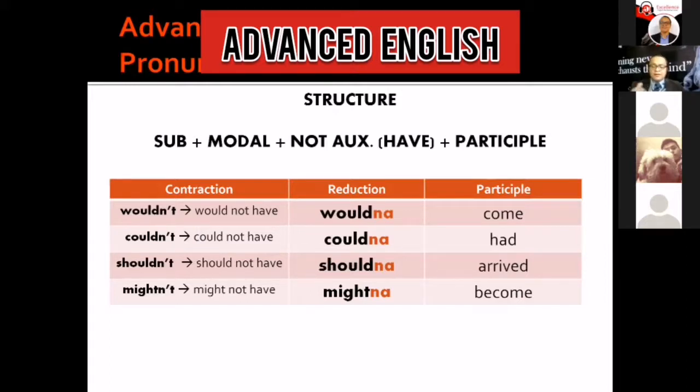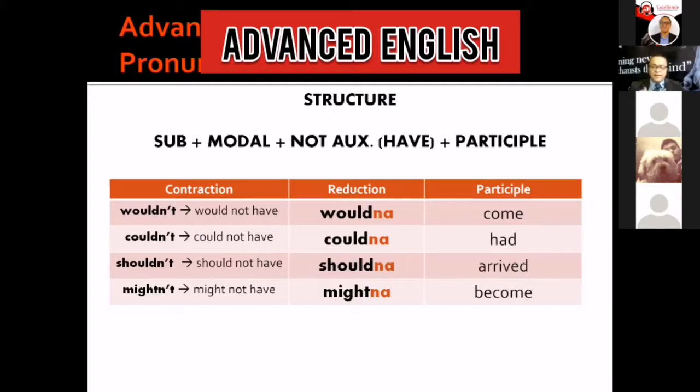Should not come. Should not had. Should not arrived. Should not become. Now without stopping for fluency: should not come, should not had, should not arrived, should not become. Should not come. Should not had. Should not arrive. Should not become.